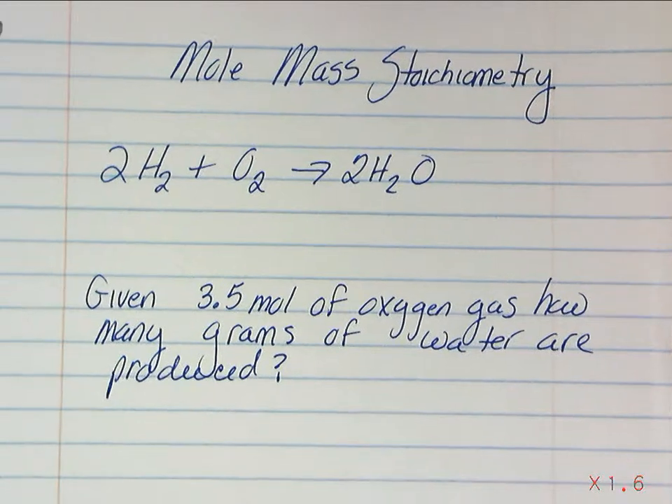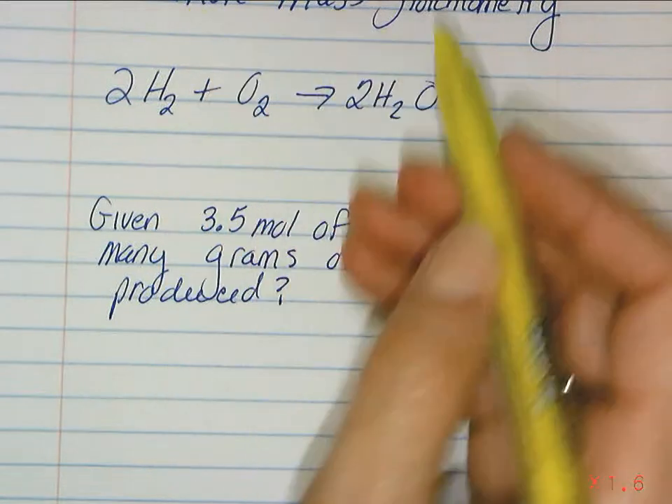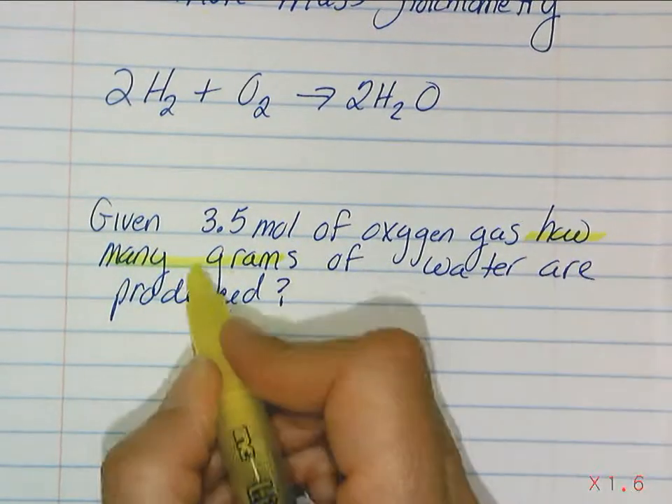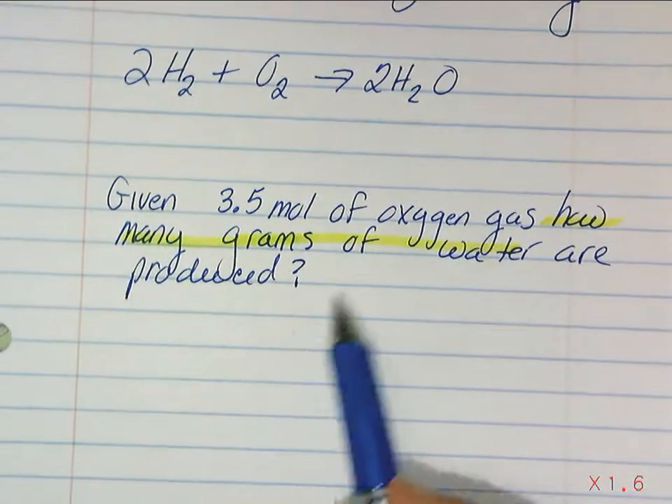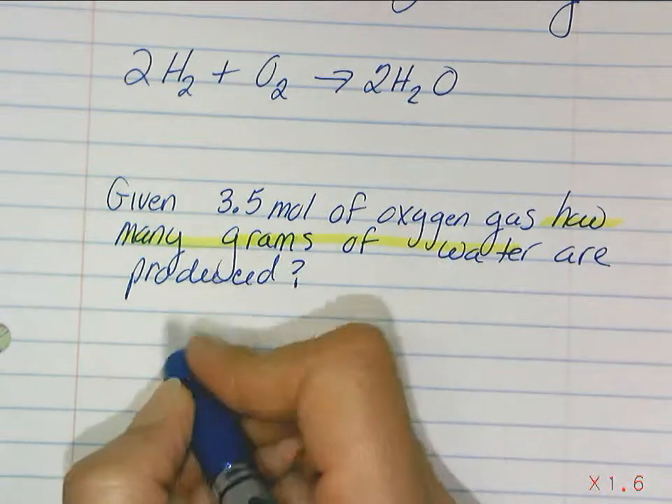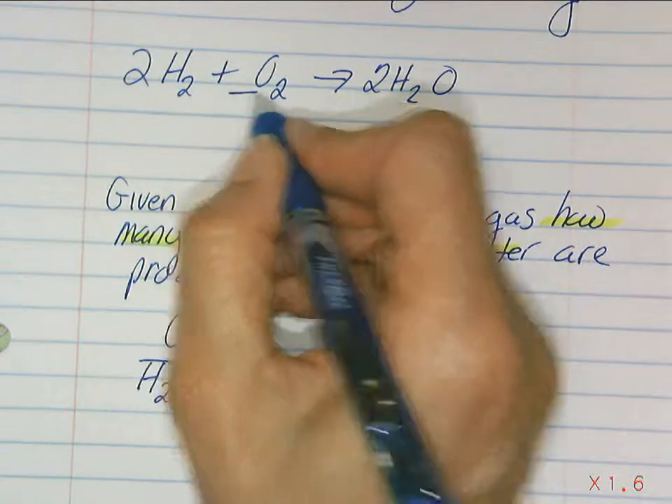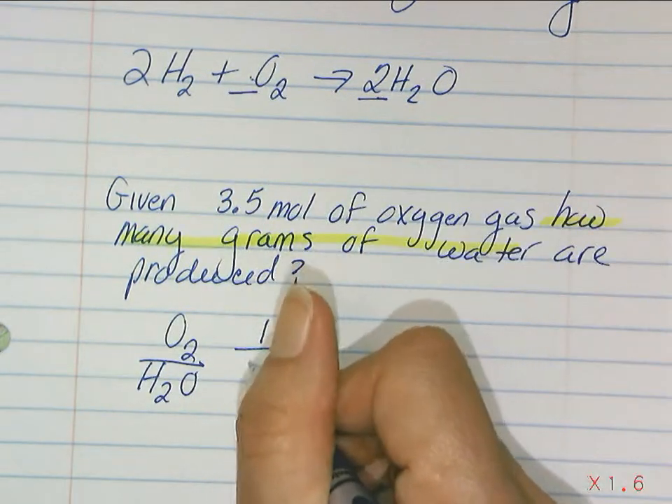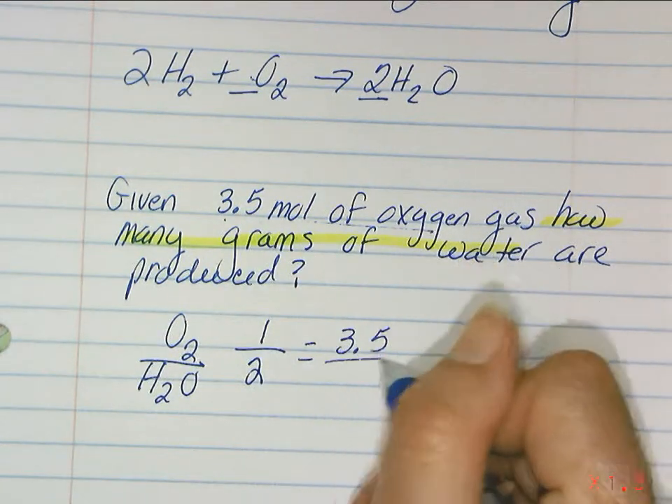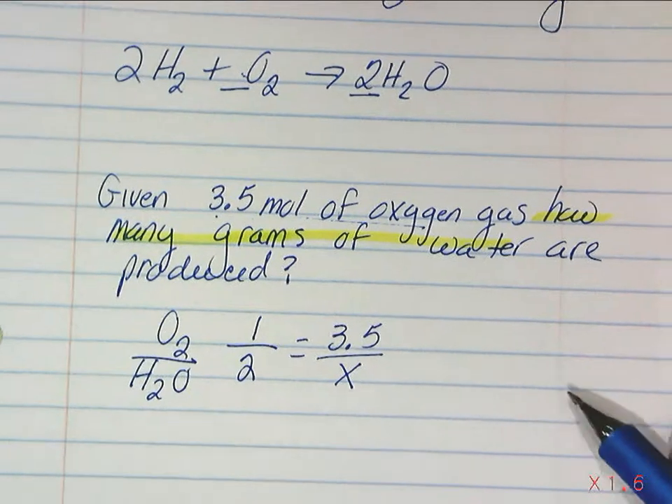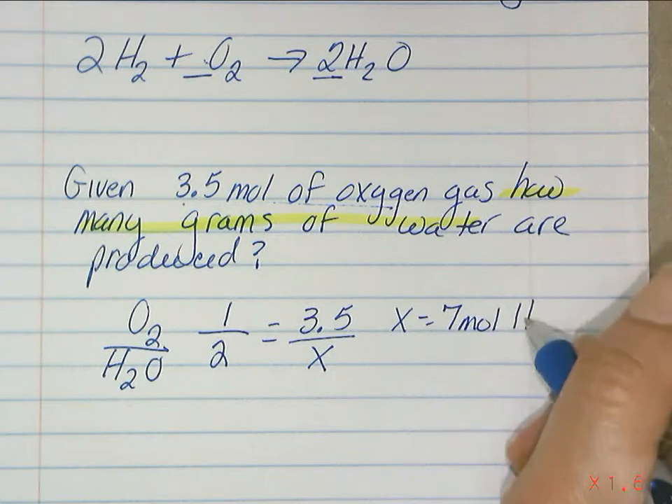Okay, so all we're doing is adding on one more step to what we've already learned. You'll know that this is mole mass because it says how many grams of water. That's going to be our X. Set up a ratio just like before. Oxygen and water. Use the ratios. That's a 1. 1's understood. Plug in what you know over X. Okay, this is going to be a pretty simple calculation. X is 7 moles of water.